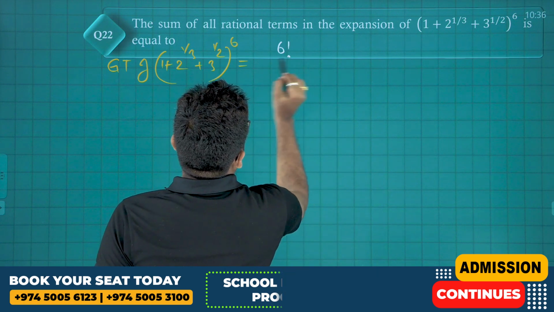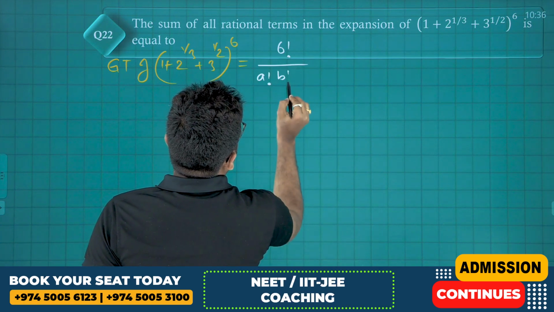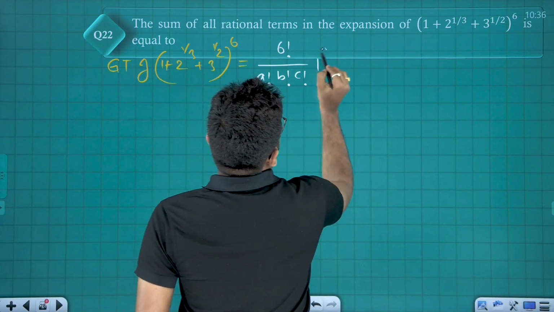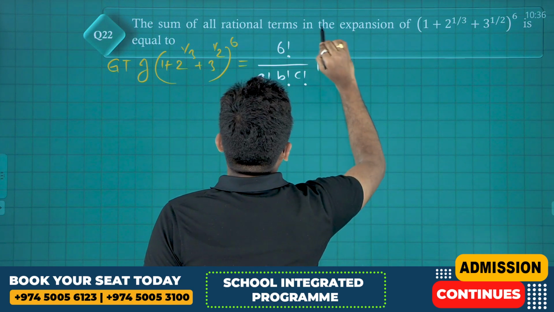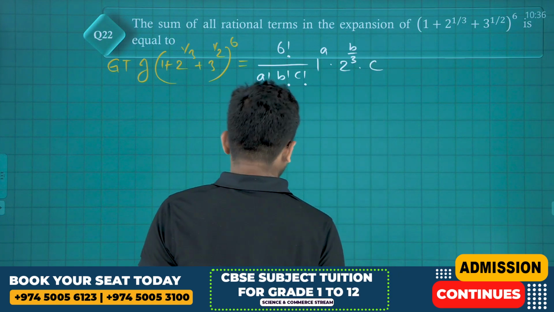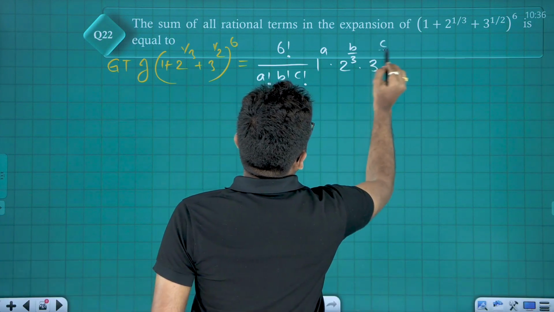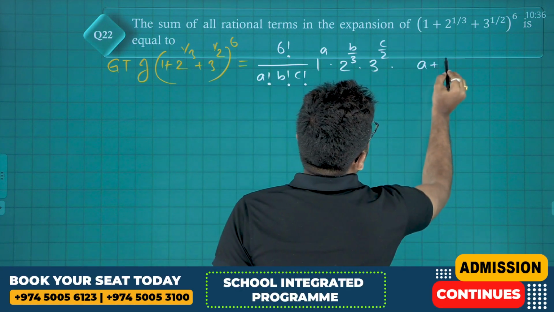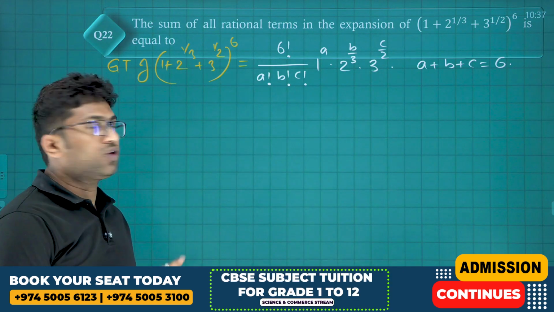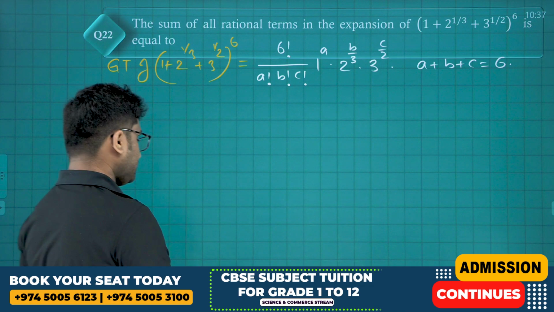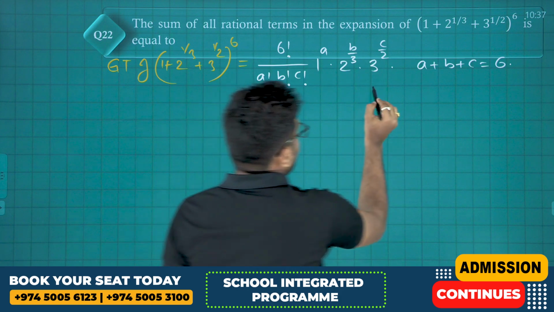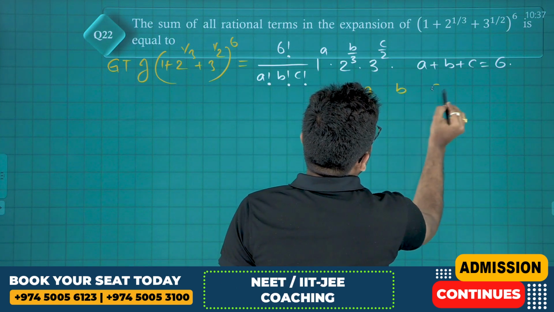6 factorial divided by a factorial into b factorial into c factorial, into 1 power a, into 2 power 1 by 3 power b, means 2 power b by 3, into 3 power c by 2, where a plus b plus c should be equal to 6 and all of them should be greater than or equal to 0 and less than or equal to 6. So what are all the values of a, b, c it takes? That is the important thing, a, b, c, friends.